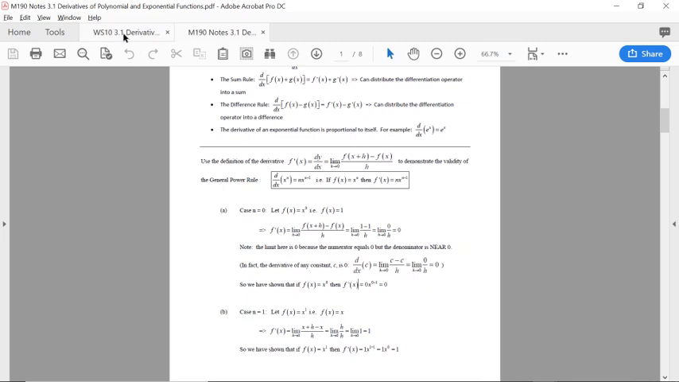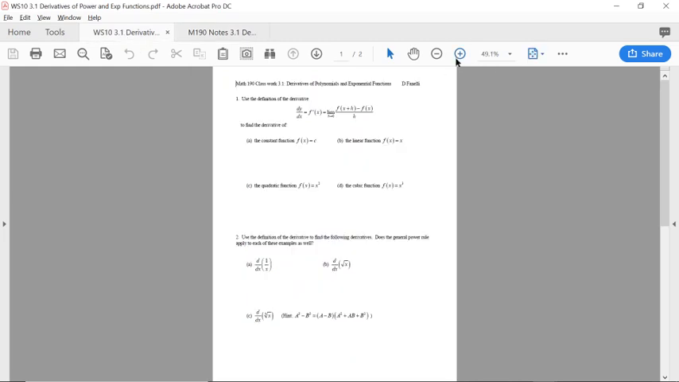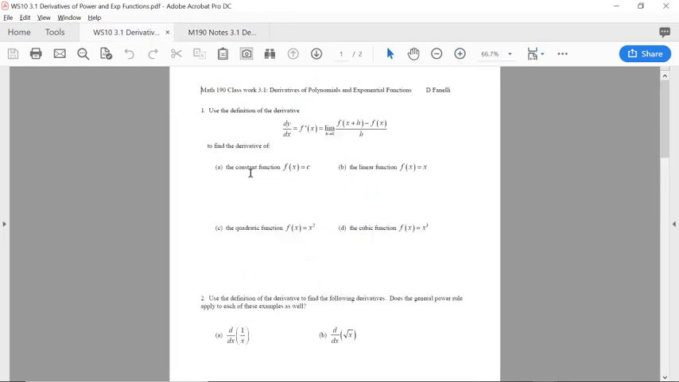Now take a look at the worksheet I provide for you. The first thing I have for you to do, this would be an in-class task, is to take the constant function f of x is equal to c, where c can be any constant, and find the derivative of that function. What is the derivative of f of x is equal to c?